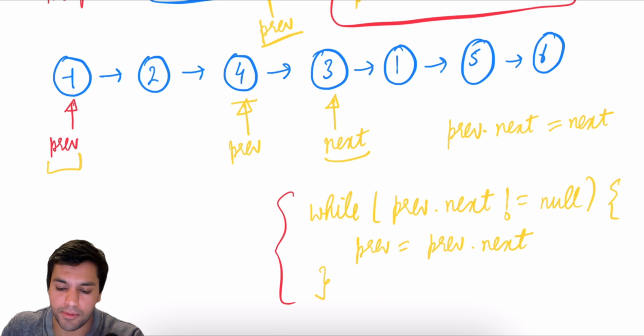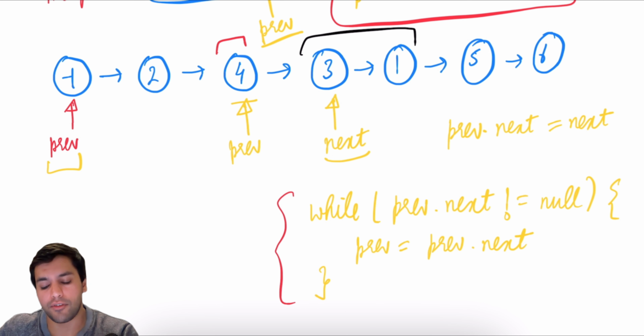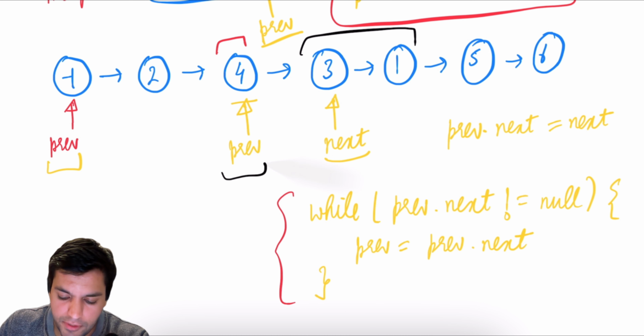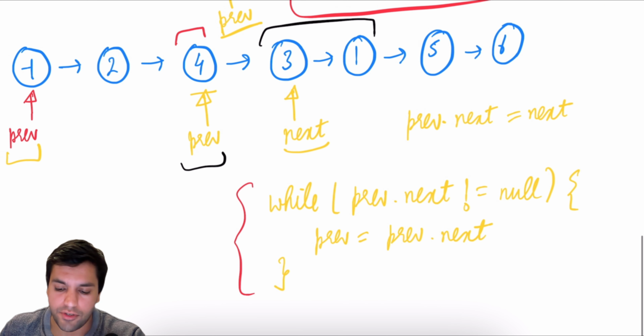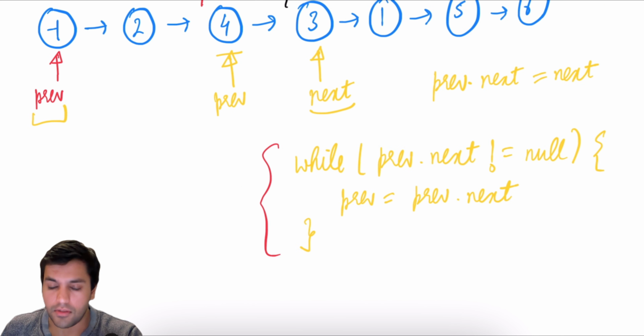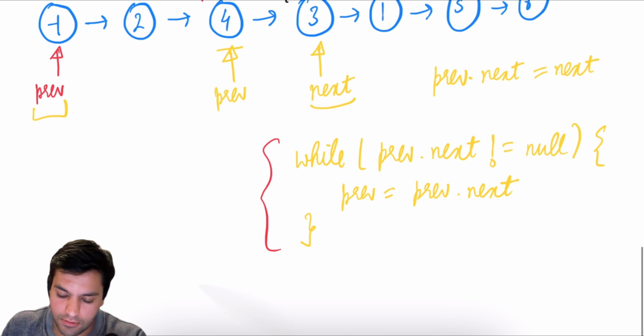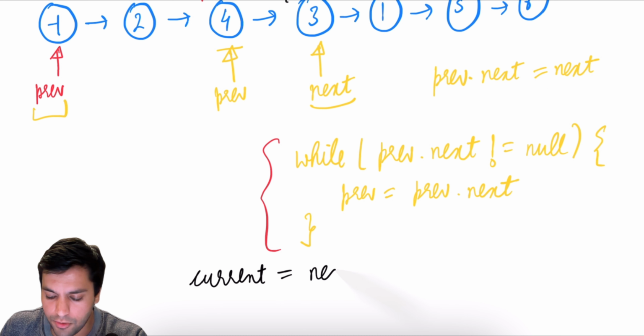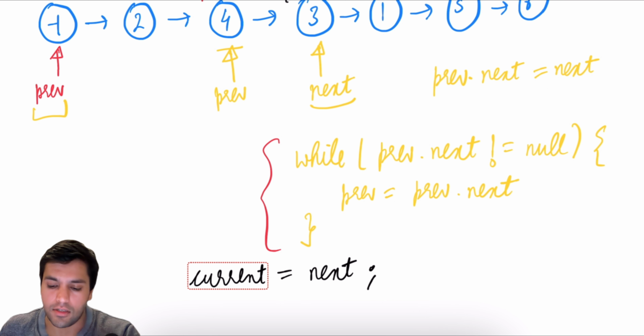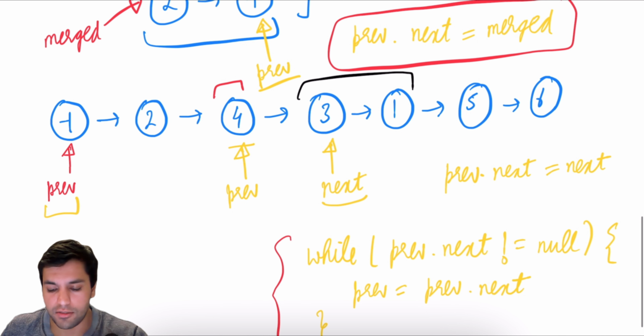next pair my previous is going to be at node 4 and my next pair is going to be nodes 3 and 1. That is why we have to move the previous pointer till the end of the first pair. So that is why we moved our previous here. And for my next pair, the current is going to become equal to next. And now I can move on to the next pair.